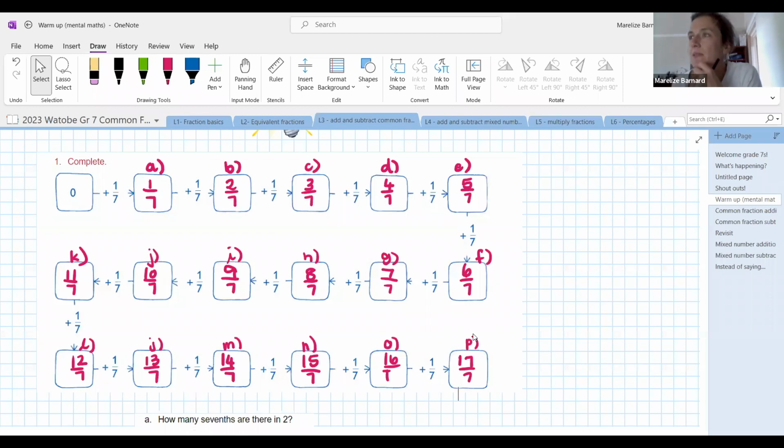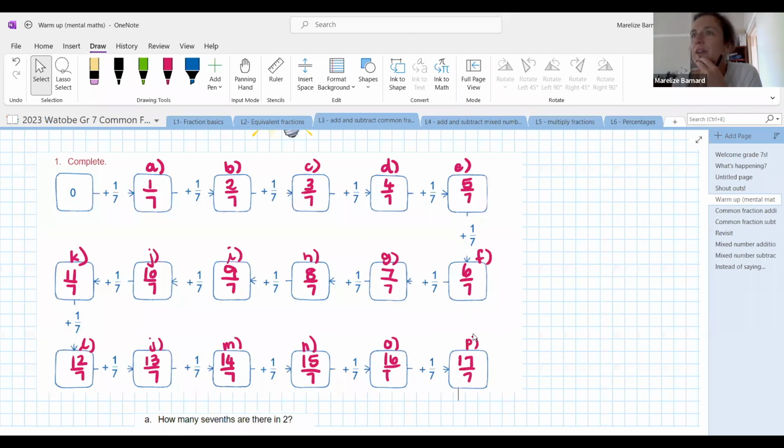Yeah, and as per usual, you take however many you attempted and then give yourself a mark out of that. So if you attempted 15 and you got 10 right, then your mark is 10 out of 15. Okay, and keep track of that because it's nice to see how you improve.